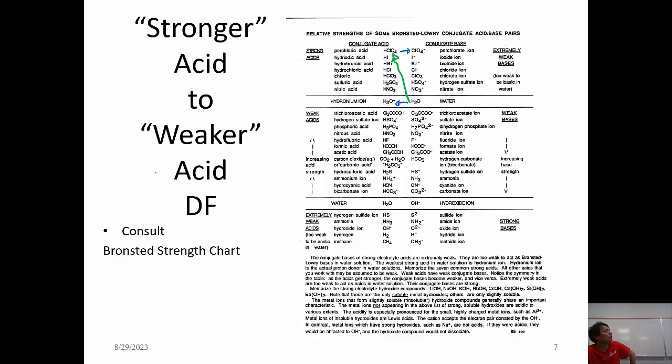Now, the way we want to read this is we want to go from a stronger acid, HClO4, to a weaker acid. The weaker acid in this case is hydronium. And so this is what we call driving force here. This would be downhill. The opposite side, it looks like it's going uphill.